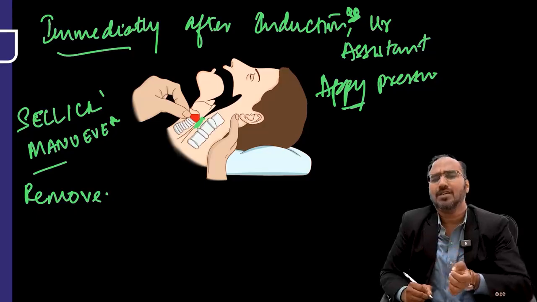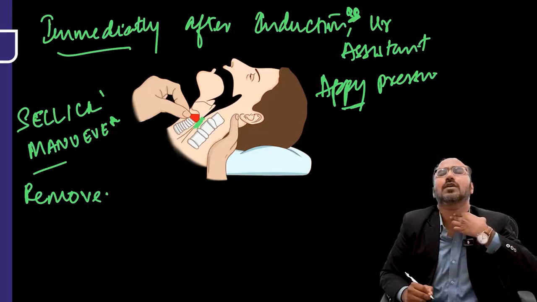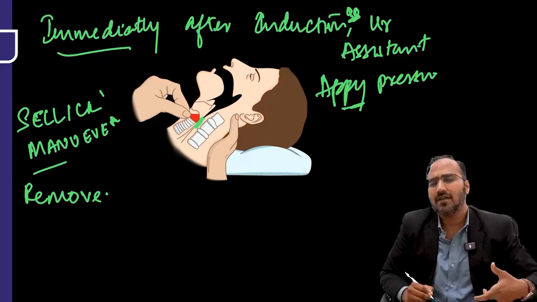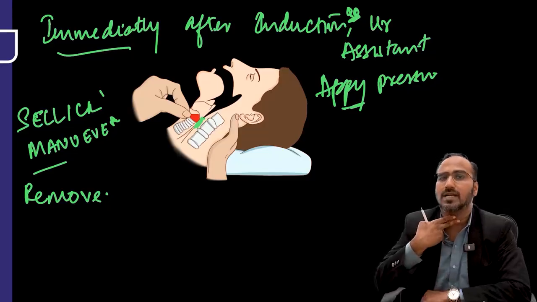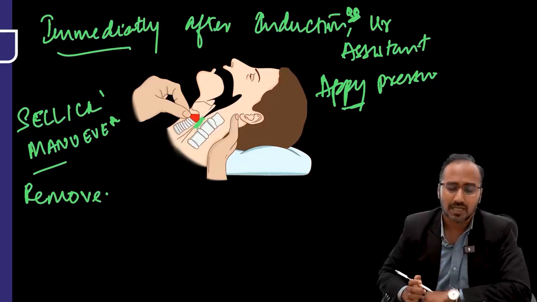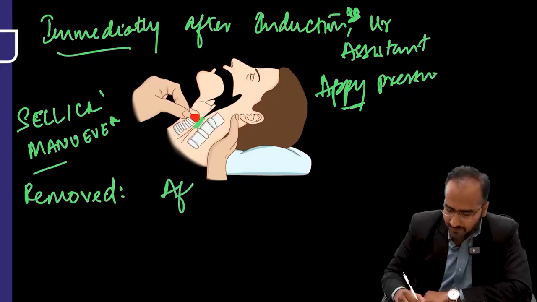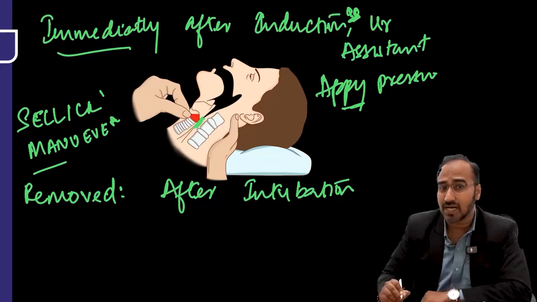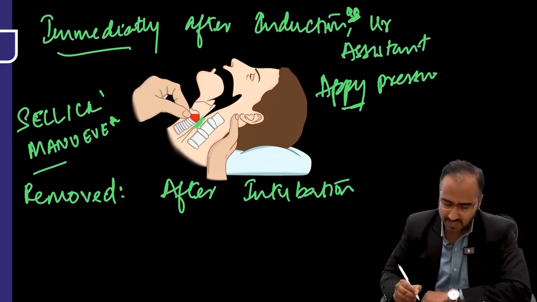So guys, basically, you have made the patient unconscious. Your assistant had applied this Sellick's maneuver. Now, after application of Sellick's maneuver, muscle relaxant is given. After muscle relaxant, you intubate. When do you tell your assistant to remove the pressure? The Sellick's maneuver is removed after intubation. After intubation, right? But this is the half answer.